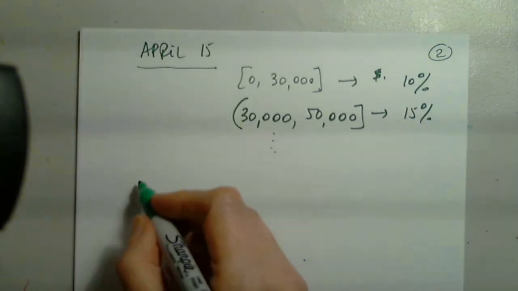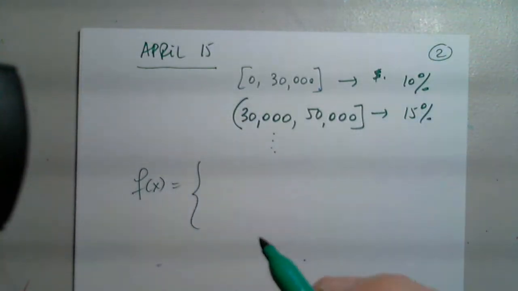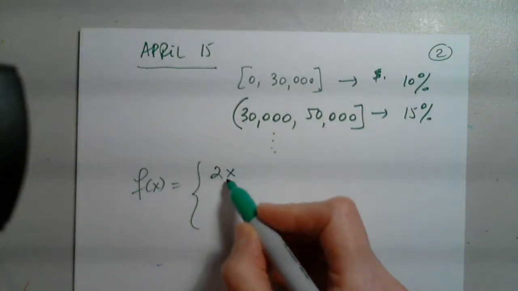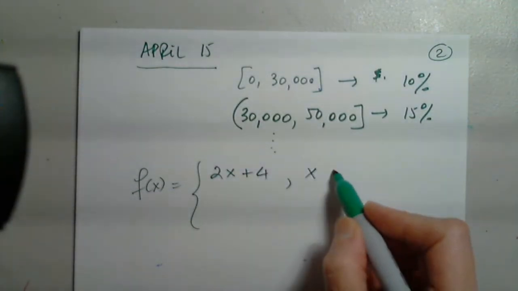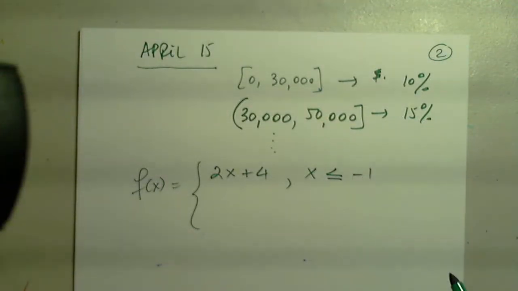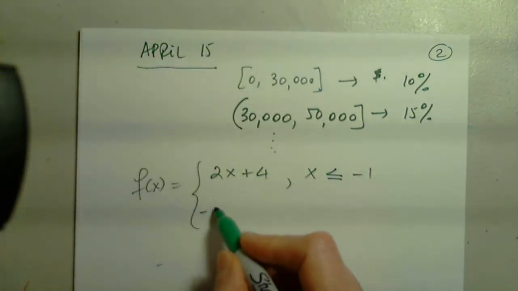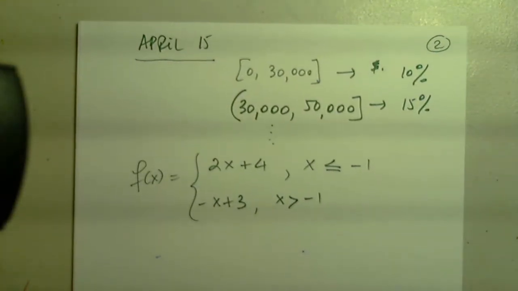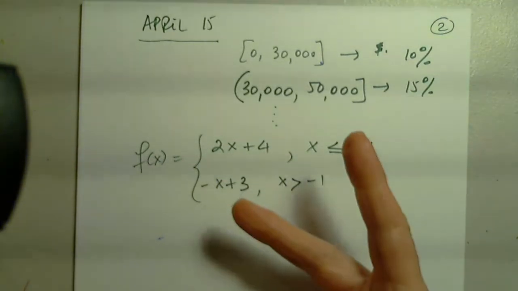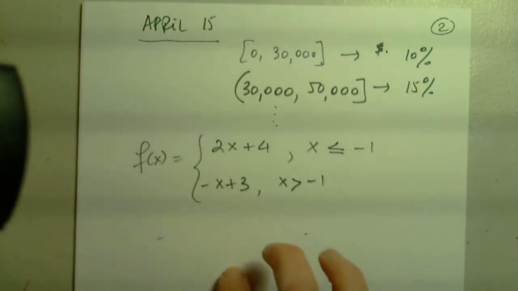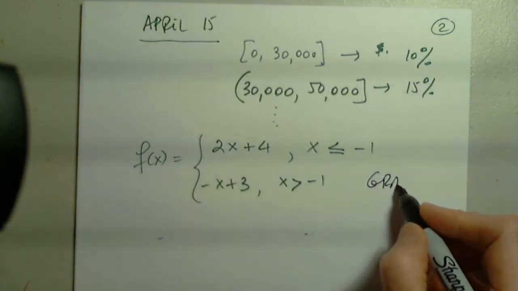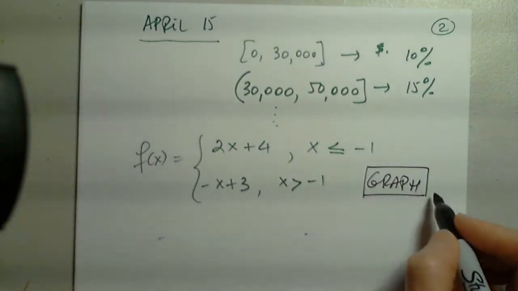Okay, so here's an example. Let's say 2x plus 4 for x less than or equal to -1. And let's say minus x plus 3 for x greater than -1. It has 2 pieces. Can I make it 3? Yes, I can continue with as many pieces as I want. But let's say 2 pieces. And now the scope of all this is just to graph it. Graph the function.